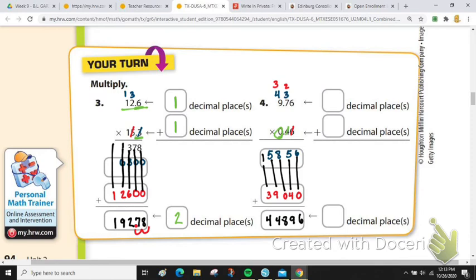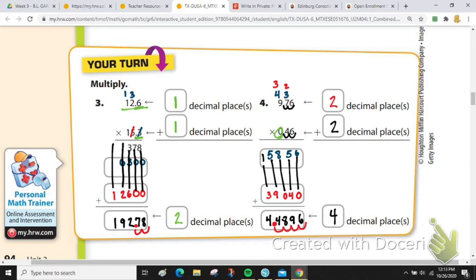But we're not done. We need to go back and count the decimal places. My first number has 2 decimal places. My second number has 2 decimal places as well. So we have a total of how many? 4 decimal places. Very good. So I'm going to go all the way to my right and count 4 spaces: 1, 2, 3, 4. So my decimal goes between the 4 and the 4, and we have 4.4896 as my answer.